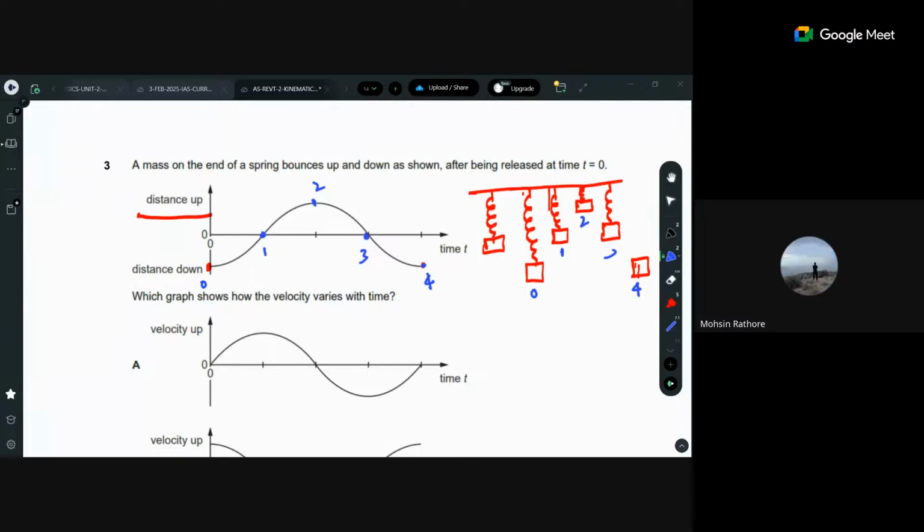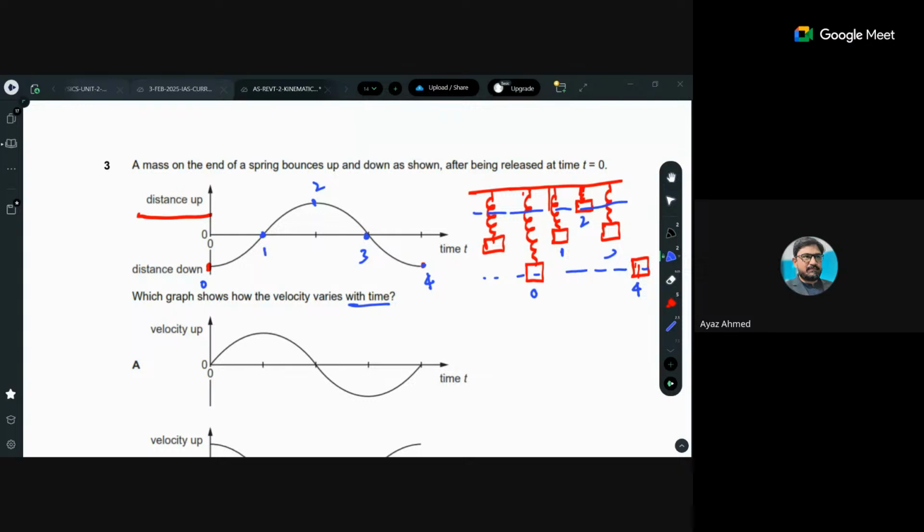Yes, sir. Okay. Now, the question is, which graph shows how the velocity varies with time? The main problem is there are two important identification marks. When the object is at the extreme point, that is, the spring is at the extreme point, then it would reverse its direction of motion, so its velocity should be zero.